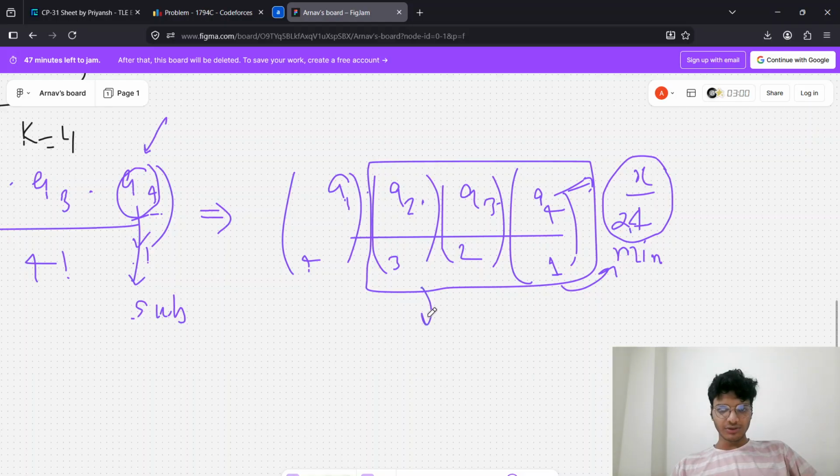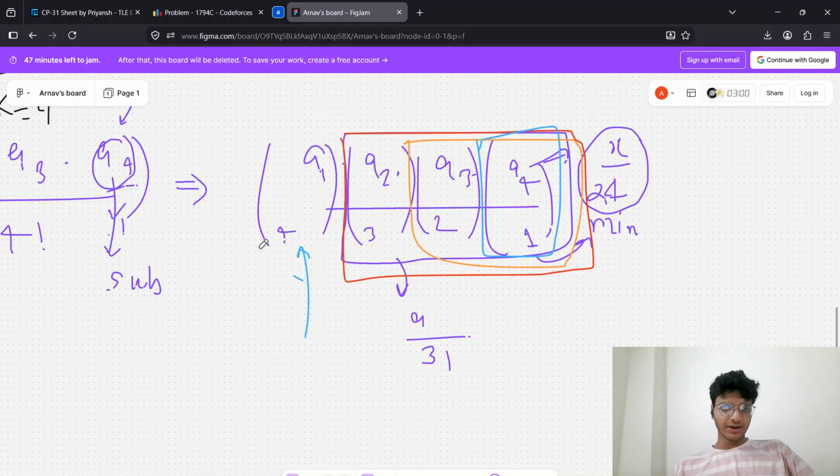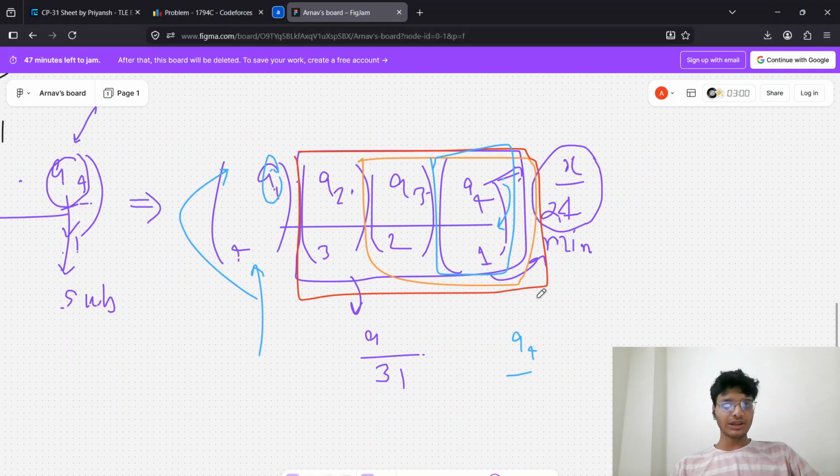So overall, this would be divided by 3 factorial. What if we have chosen this subsequence, or this subsequence, or what if we have chosen this subsequence? So in this way, a4 will be divided by the minimum value, that is a1, and the maximum value will always be divided by the minimum value. And we will try to take all the maximum values in our subsequence.